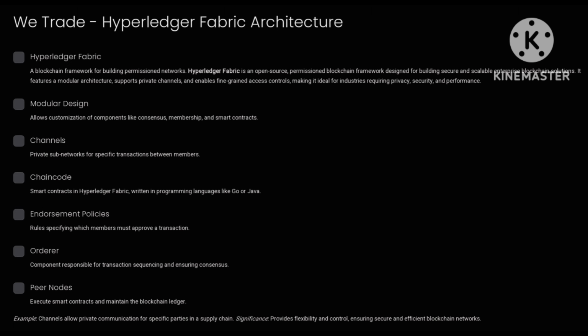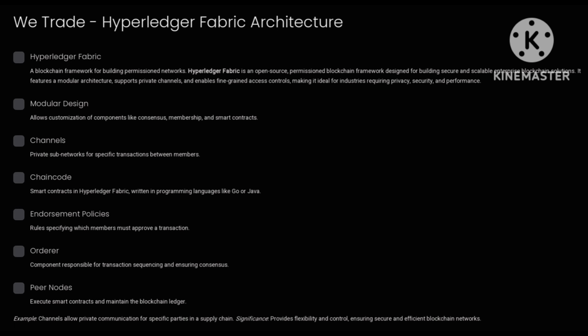Chain code. Chain code is essentially the term for smart contracts in Hyperledger Fabric. These are written in programming languages like Go or Java and define the business logic that governs transactions. For example, a chain code could automate payment release when goods are delivered.